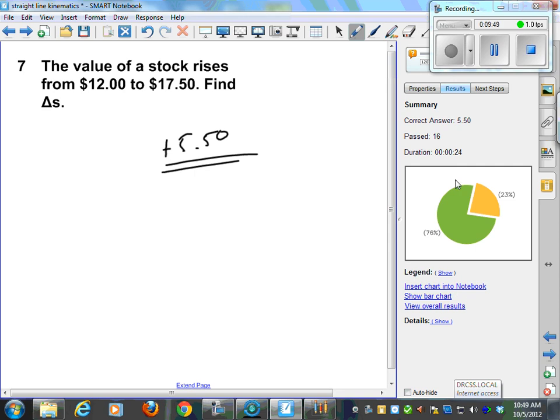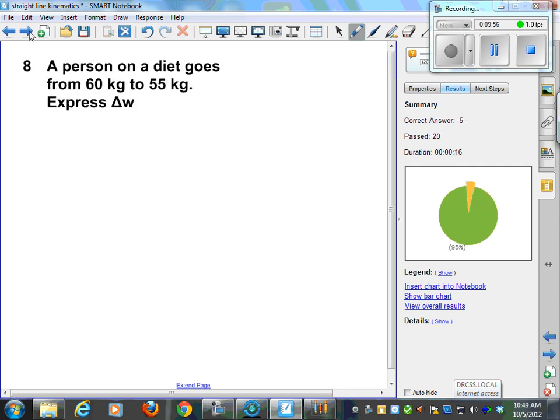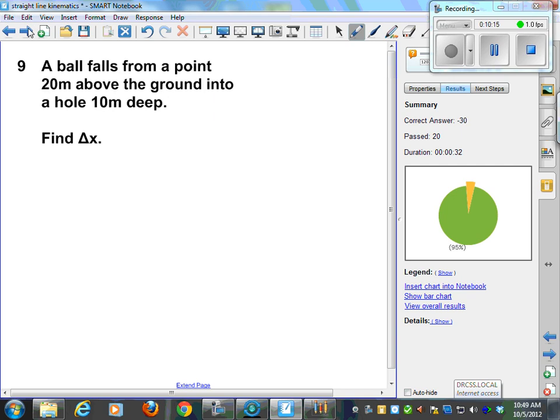Stupid clickers. Oh, you have to put 50. Whatever. Does it matter? Hurts my mark. I'm not recording this. Why not? You guys are all mark-centric. A person goes on a diet from 60 and loses 5 pounds, so that would be kilograms, thank you. -5.